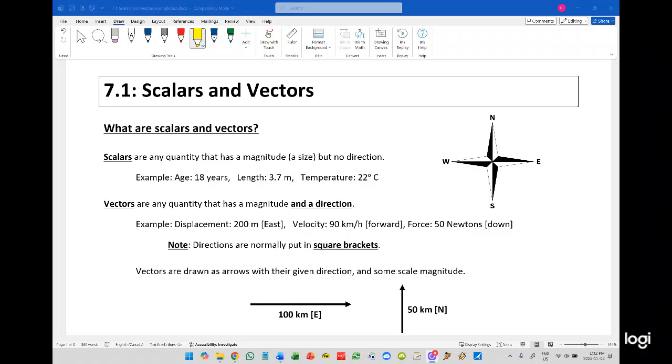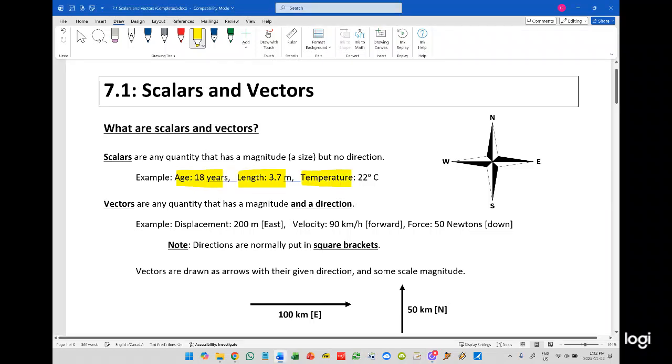I should point out that scalars can be positive or negative, but they don't actually have a direction associated with them. So other things like length of 3.7 meters or a temperature of 22 degrees Celsius, basically all these things down here as examples would be things to be looking at for examples of scalars.